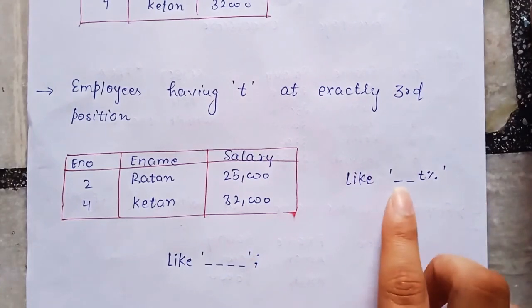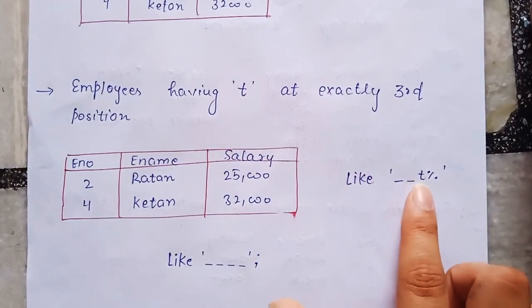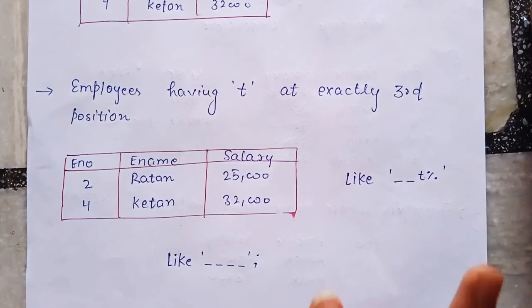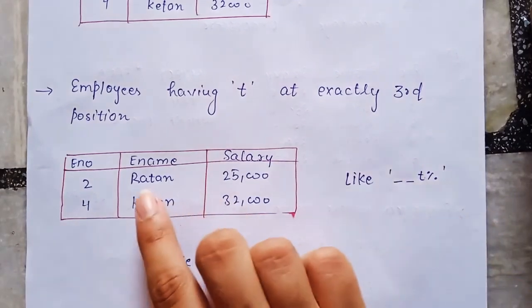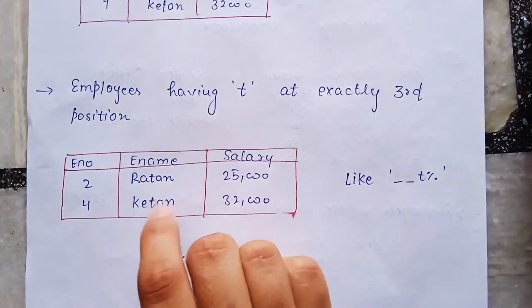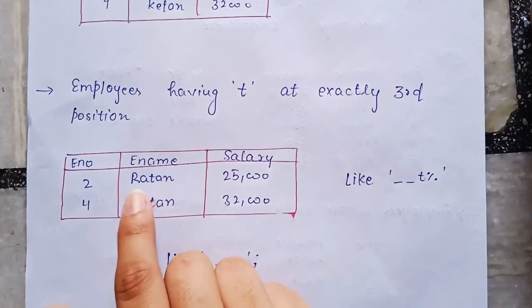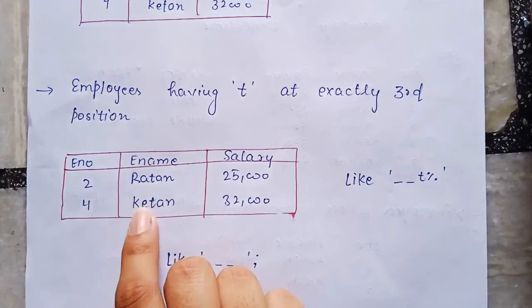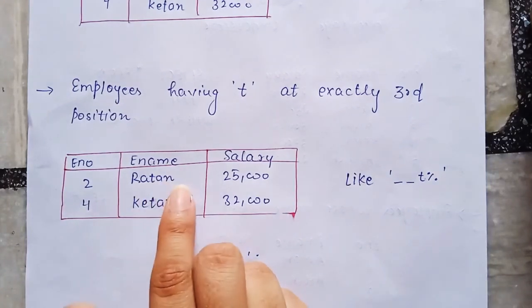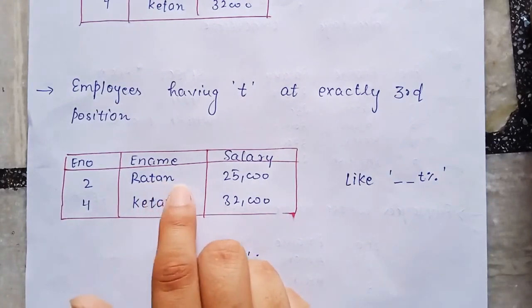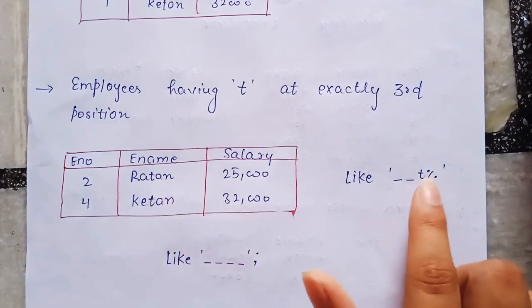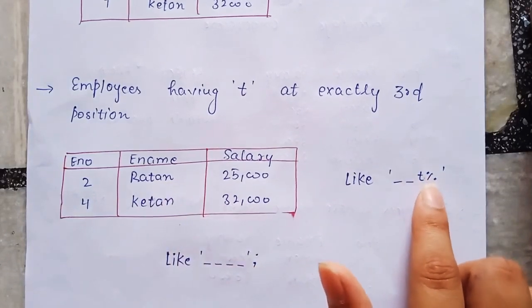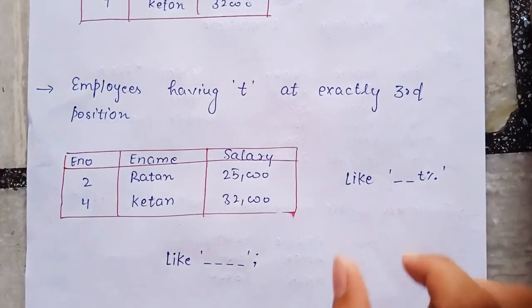What is it indicating over there? That T should be preceded by exactly two letters. In both of these results we can see that there are exactly two letters before T, and after T there may be any number of letters. For that purpose we have written the percentage symbol here. So this is the use of the underscore symbol.